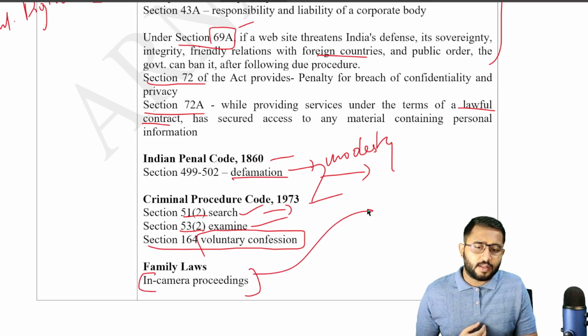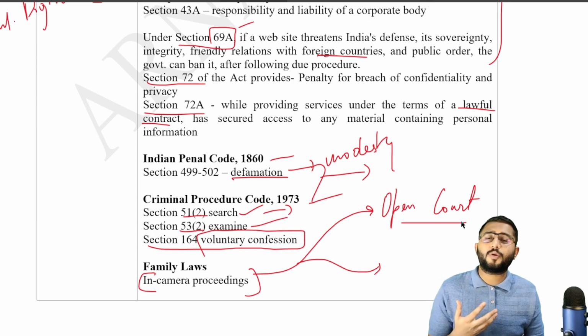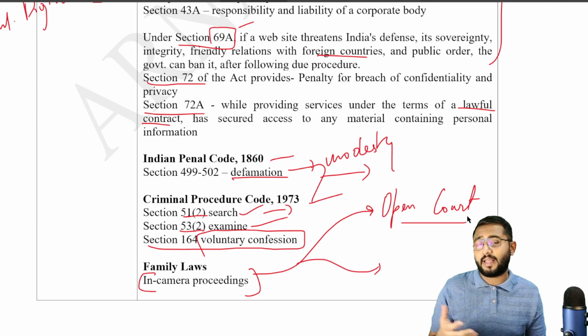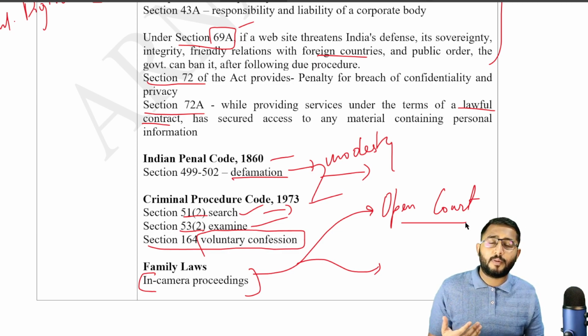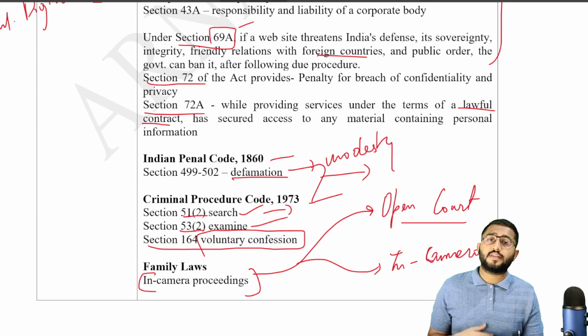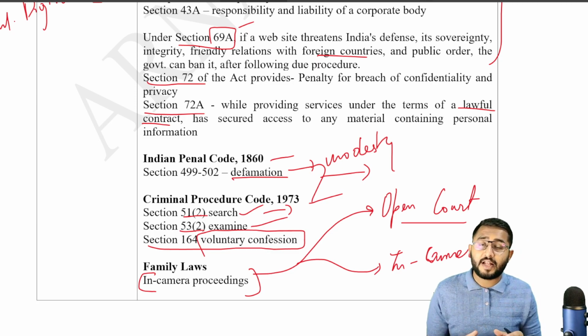See, the court has two types of proceedings. We know the court is an open court. The Indian court is an open court. What does open court mean? Open court means that every single case can be viewed by the public. Here, public can be the media or the normal public. And then there are in-camera proceedings. In-camera proceedings are those proceedings that are to be held in confidentiality through video conferencing.